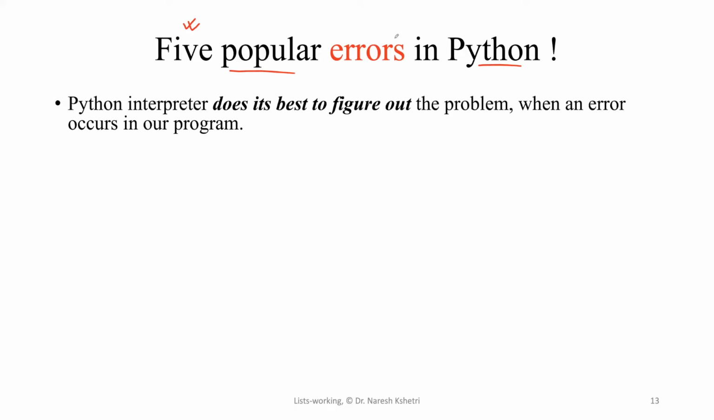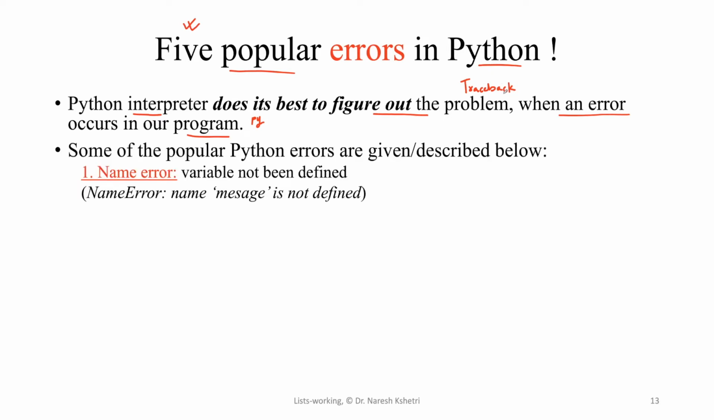The Python interpreter does its best to figure out the problem or the error that is there when it occurs in our program. That means when an error occurs in our Python program, that method is known as the traceback. The traceback is run by default by the Python interpreter, and it tries to tell us the details of how the errors occur. So we'll go one by one.